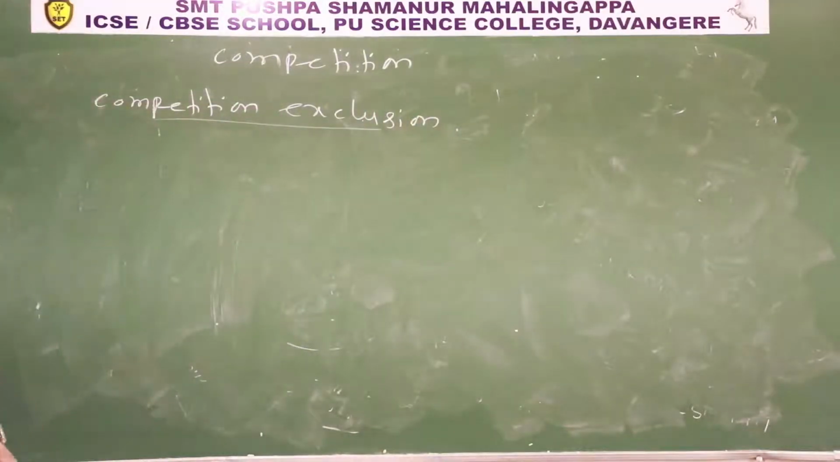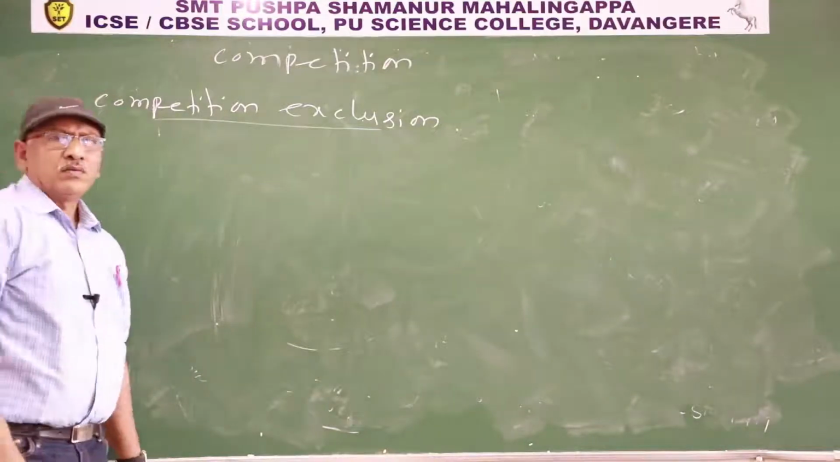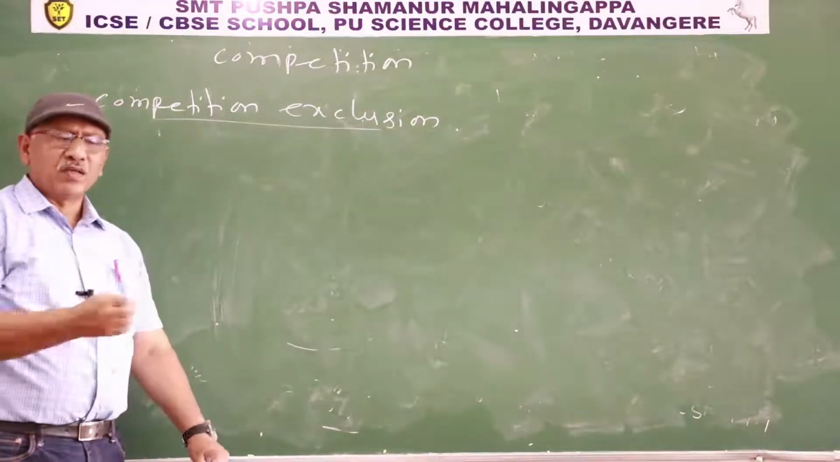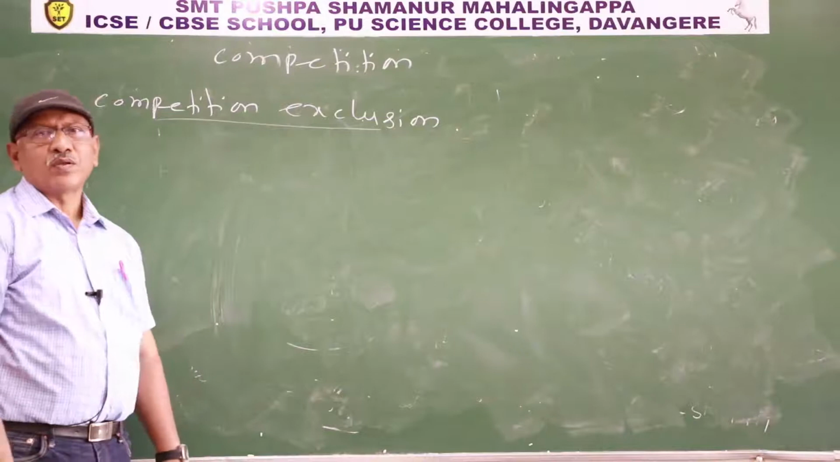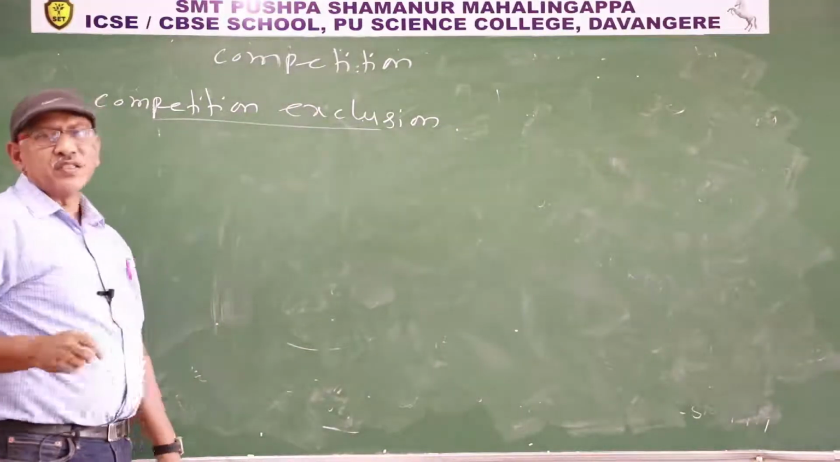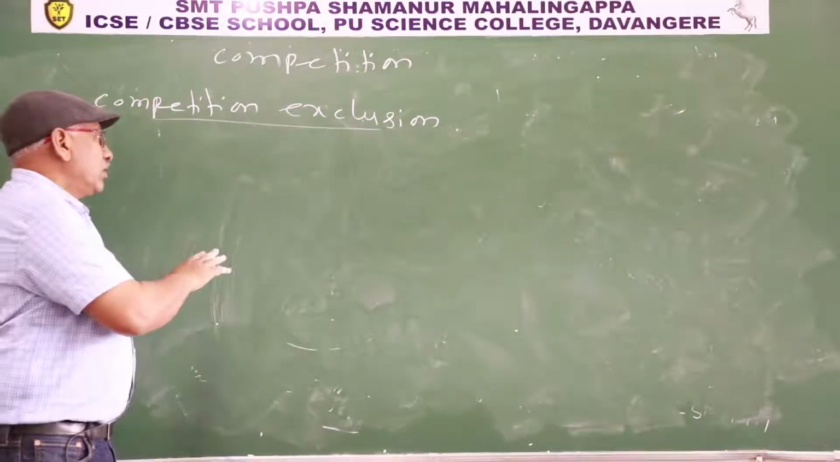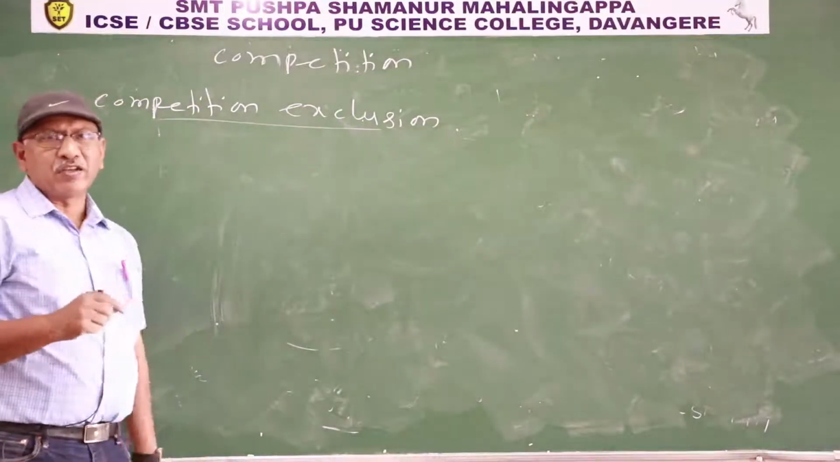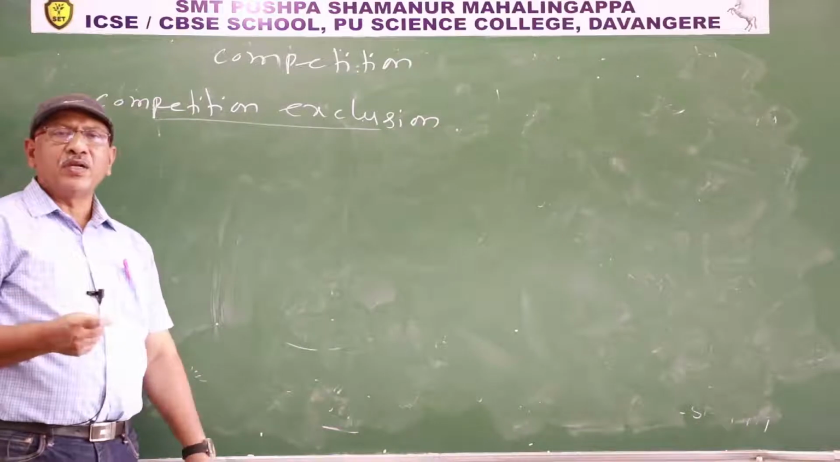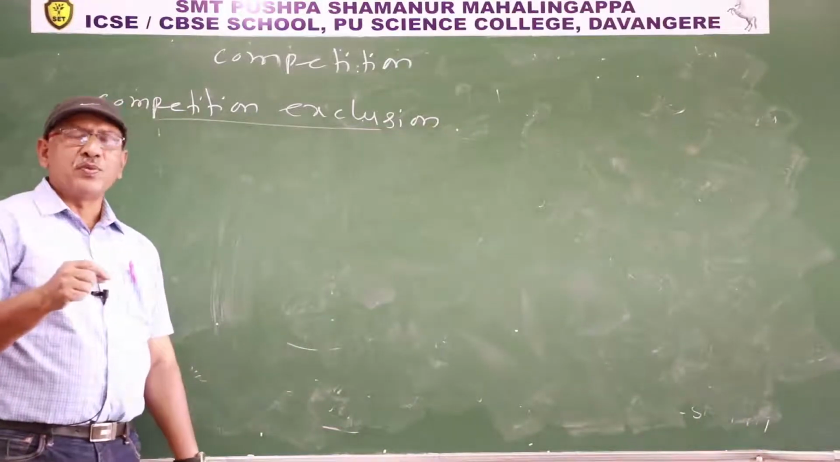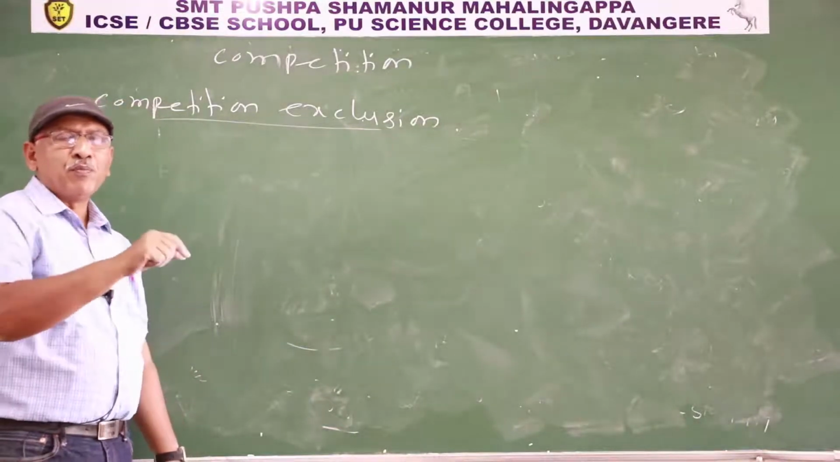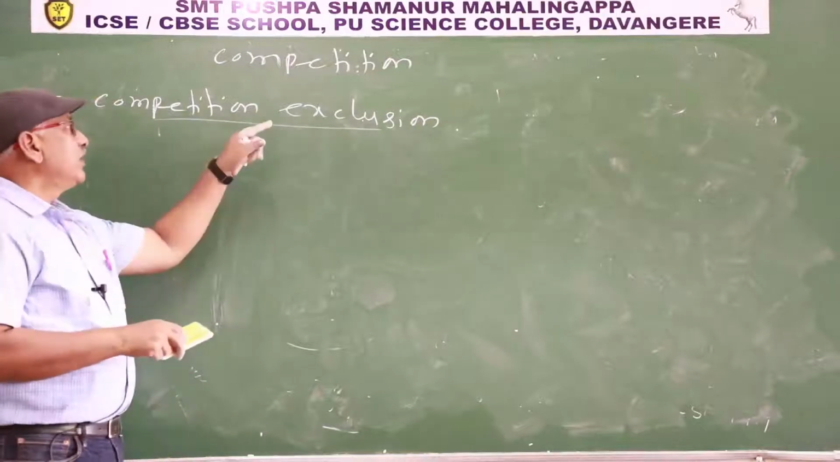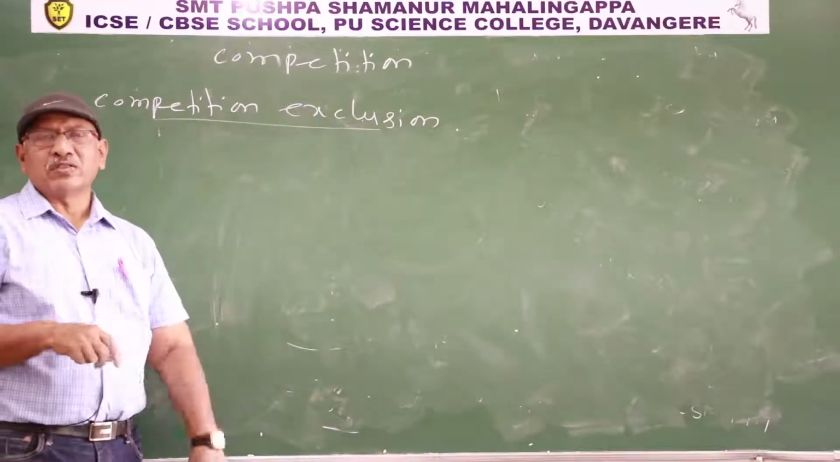Competitive exclusion. If resources are limited for a particular species, okay, resources are limited. What is competitive exclusion? Resources are limited. Members of superior species eliminate the members of inferior species. It is known as competitive exclusion.